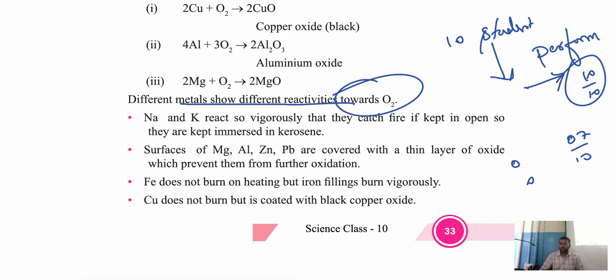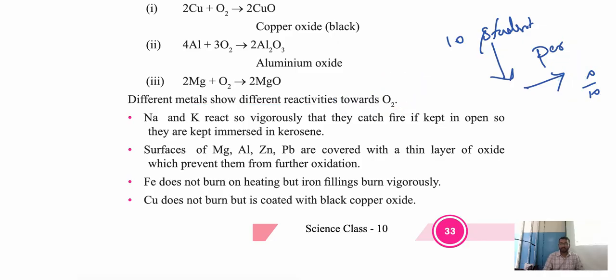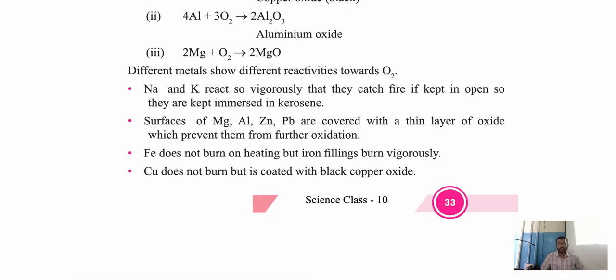Clear? And similarly, come back to the concept. Let me explain what exactly this means in a small paragraph. As I stated here, different metals show different reactivities towards oxygen. How? Sodium and potassium react so vigorously. Vigorously means very fast. Sodium and potassium react so vigorously that they catch fire if kept in the open, so they are immersed in kerosene.